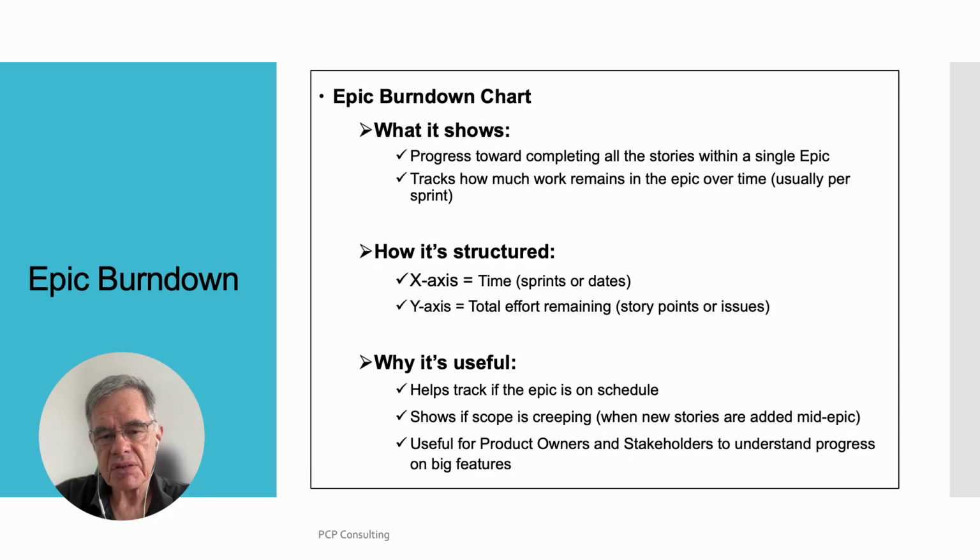Epic burn down chart. What it shows: progress toward completing all the stories within a single epic. Tracks how much work remains in the epic over time, usually per sprint. How's it structured? X-axis equals time, sprints or dates. Y-axis equals total effort remaining, story points or issues.